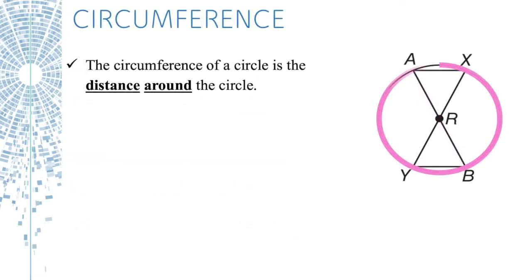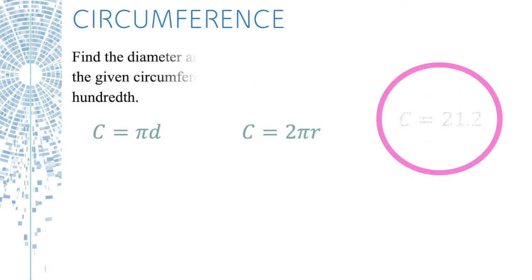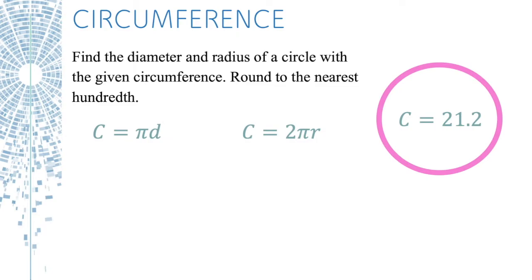The circumference of a circle is the distance around the circle. The formula for circumference is circumference equals pi times the diameter, or the circumference is 2 times pi times the radius. Either one works. So we're going to find the diameter and radius of a circle with the given circumference. We'll round to the nearest hundredth. So this circle has a circumference of 21.2, which means 21.2 equals pi times the diameter. To find the diameter, we just need to divide both sides by pi. So 21.2 divided by pi is about 6.75.